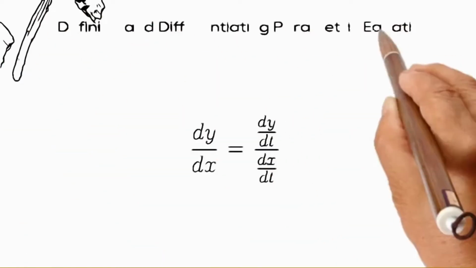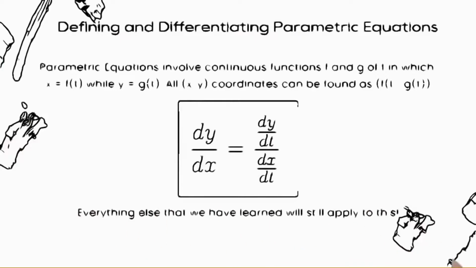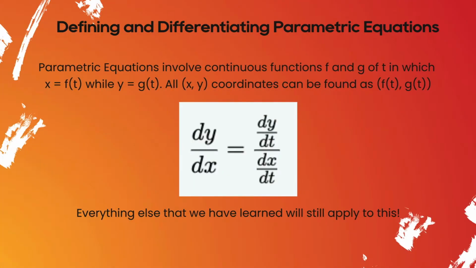So our first topic is defining and differentiating parametric equations. A parametric equation involves continuous functions f and g, in which x equals f of t while y equals g of t, and all xy coordinates can be represented as f of t, comma, g of t. Differentiating this is a little more complicated, because if we want to find dy over dx, this is equivalent to dy over dt divided by dx over dt, and the reason is that both y and x are functions of time.